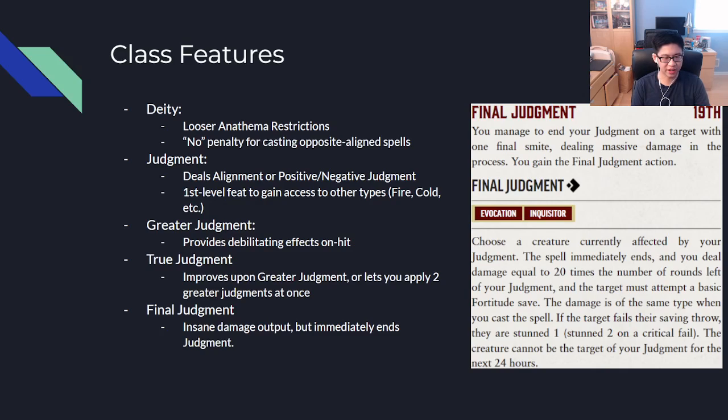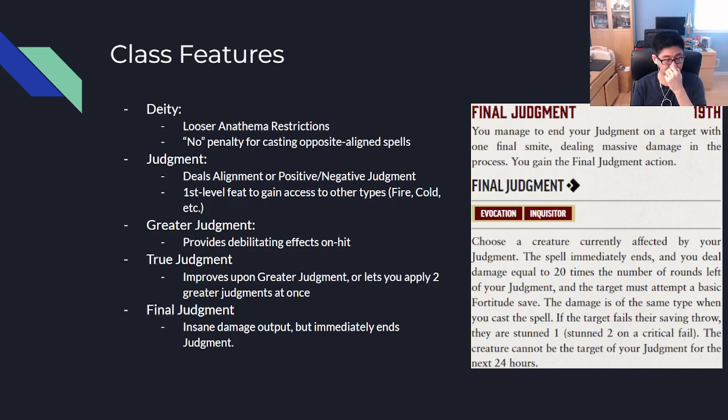There are currently 5 Greater Judgments and 5 True Judgments. The True Judgments are simply improvements on Greater Judgment, so it can inflict Clumsy or Enfeebled, or Stupefied, or reduce your move speed. And when you apply a True Judgment, you can either select 2 Greater Judgments or a True Judgment, which is double the effect of a Greater Judgment, so Clumsy 2, Enfeebled 2, Stupefied 2. And then the Halting True Judgment, which I think was pretty cool. It is minus 20 foot move speed, and they also can't step.